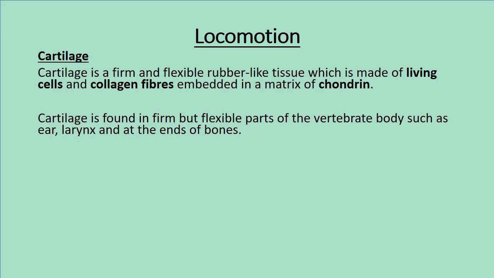Okay, so this cartilage is found in firm but flexible parts of the vertebrate body, such as the ear. If you touch your ear, you can't say it is made of just softer tissues. You can feel that it is a bit hard, but again flexible. So that material is cartilage, it's not a bone. The same is also found in your nose. Other parts also, such as the larynx, are made up of this cartilage. The larynx is somewhere in your neck. So the ear, the larynx, the nose, and also the ends of bones.